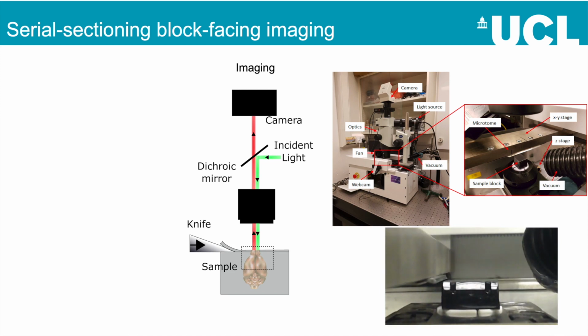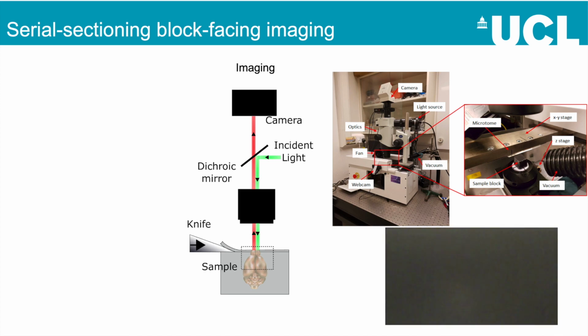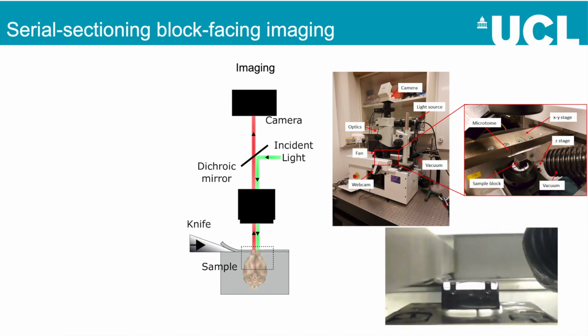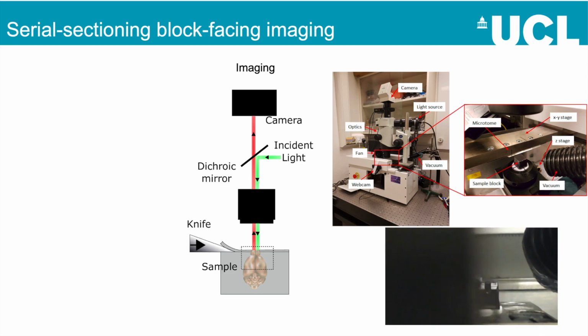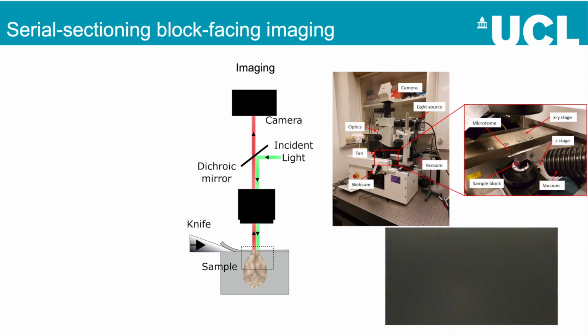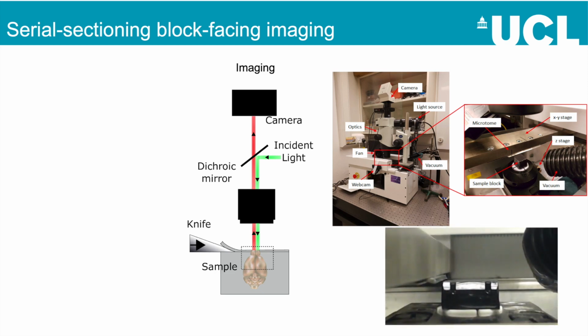Now, as you can see on the right-hand side in the video, this automated sectioning blade takes very thin sections off the surface of the block. After each section, an image is taken with the microscope system. Another section is then taken, another image, and so on and so forth, acquiring a full volumetric stack. Now, crucially, these sections are vacuumed away. We're not interested in the sections themselves, we're interested only in the block-facing imaging.